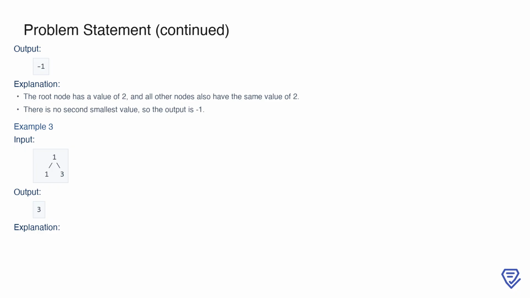Now, here's one more example. The root of the tree holds the value 1, and its 2 children have the values 1 and 3. The root's value, 1, is the smallest in the tree. To find the second smallest value, we need to identify the next smallest number greater than 1. In this case, the value 3 is the next smallest. Therefore, the output for this example is 3. This demonstrates how the tree structure and the values of the nodes determine whether a second smallest value exists, and if it does, what that value will be.